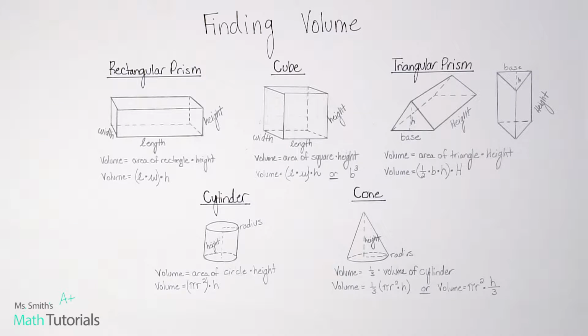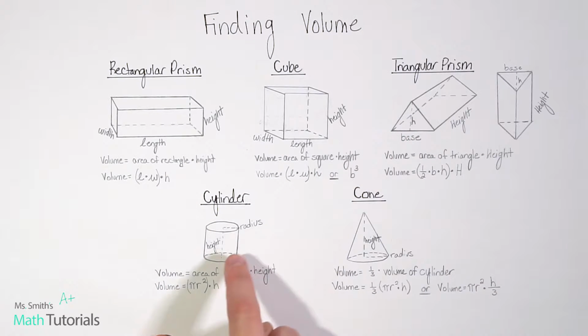So I'm going to start just by talking in general about volume. When we find the volume, especially of these first four we're going to talk about, we look at the area of the base, whatever the base of the shape is, and then we just multiply it by how tall the shape is, okay?